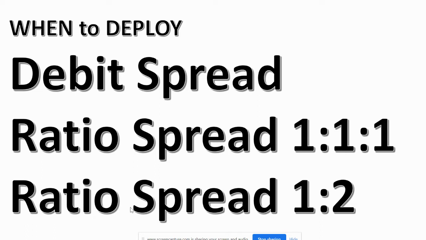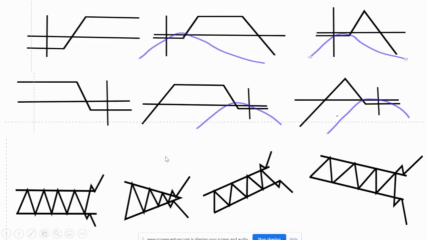Debit spread is all about a directional trade, so we need to have the view. We have to be very comfortable about when exactly we can deploy the debit spread and when we have to go for the ratio spread of 1 is to 1 is to 1 and 1 is to 2. Let me take you to the next slide. So this is the slide. I think this looks very cluttered, but let me make your job very easy.